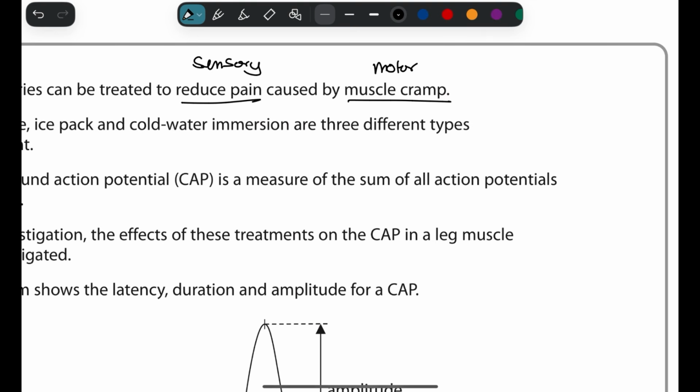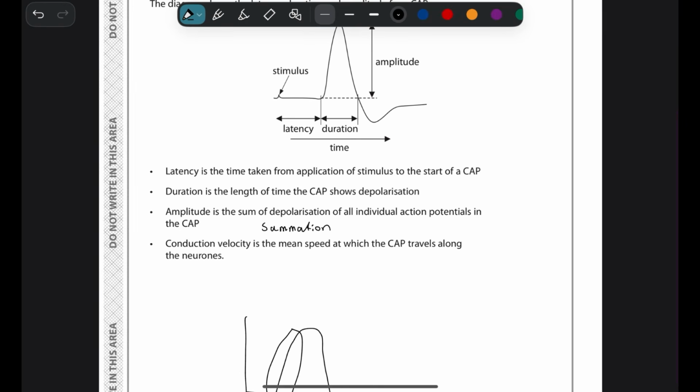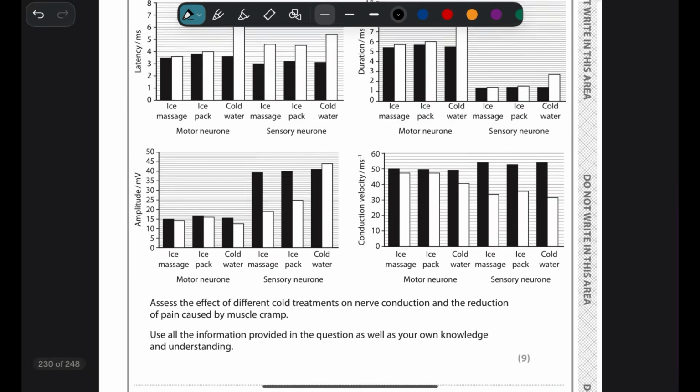So if we lower motor impulses, we get less muscle cramp. If we lower sensory, we get less pain. Cool. That's what we're kind of thinking. And we've defined the term so we know what to talk about.